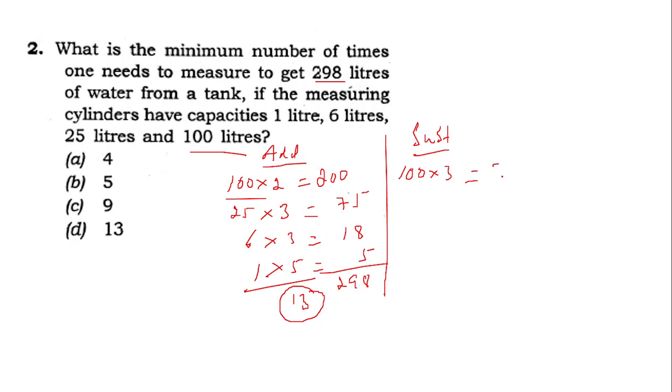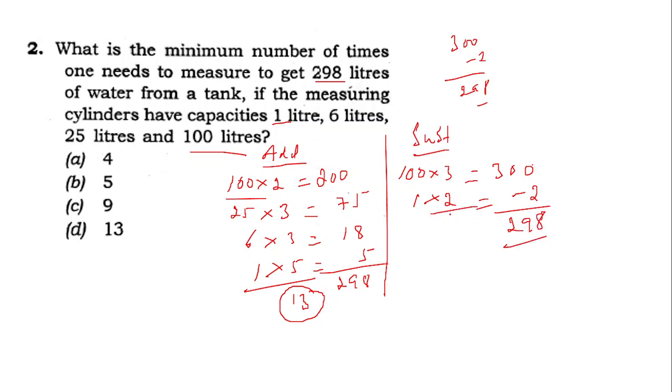100 into 3 times gives us 300. Then what can we do? First we will measure 300, then we will remove 2, because 298 is nothing but 300 minus 2. So we'll just remove 2 times. So 1 liter we will remove 2 times. So this becomes minus 2. So this will also give us 298.